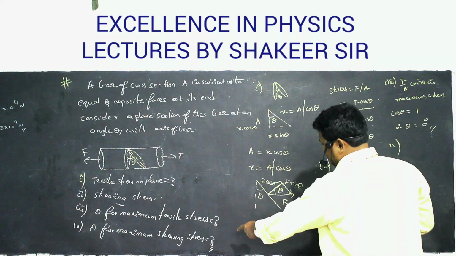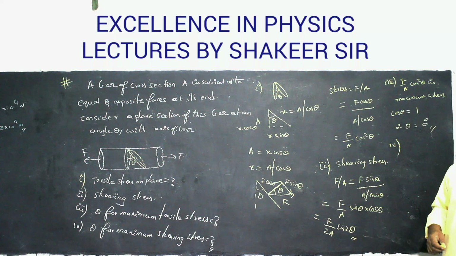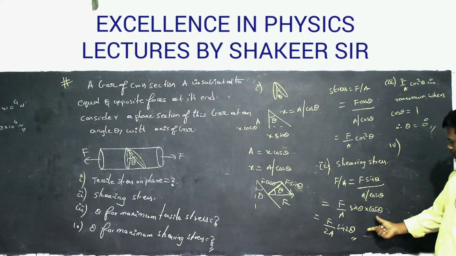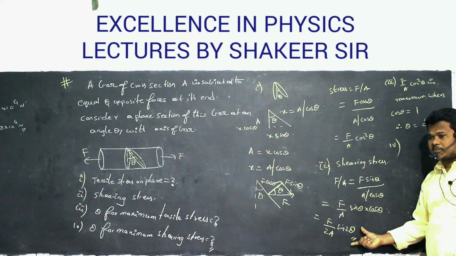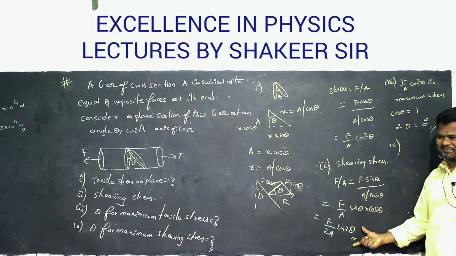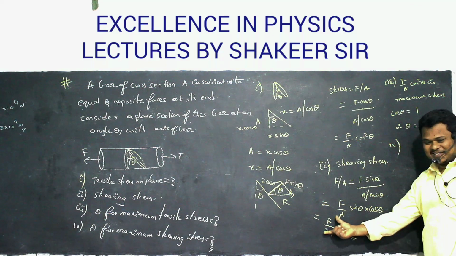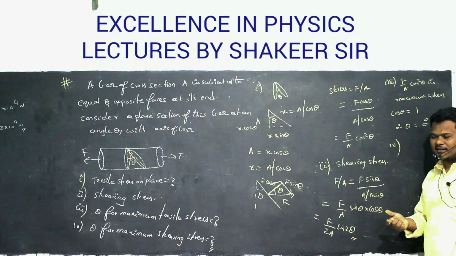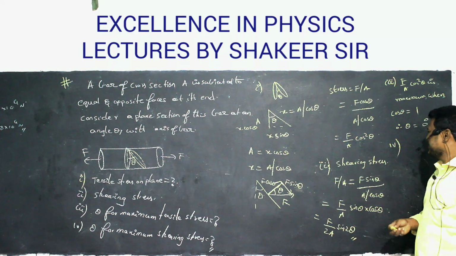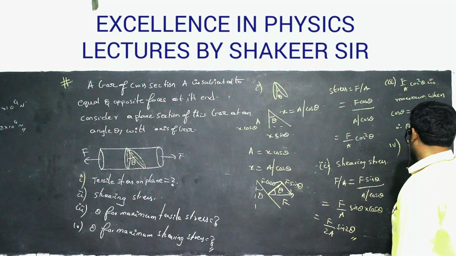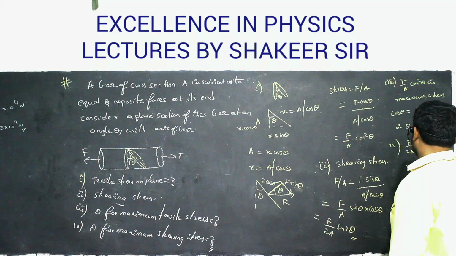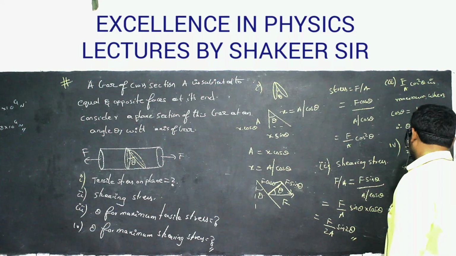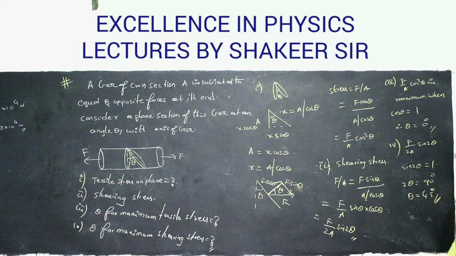What is the angle for which shearing stress is maximum? Shearing stress we have already calculated, no? This value. So this value is maximum for which angle? See, if this value is maximum, sin 2 theta should be maximum, no? And what is the maximum value of sin theta? 1. So my shearing stress is F by 2A sin 2 theta. Maximum value of sin theta is 1. So 2 theta should be equal to 90 degrees. So theta is equal to 45 degrees. That is my answer. That's all, no?